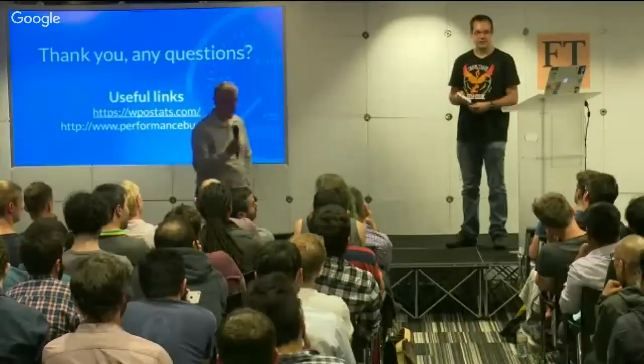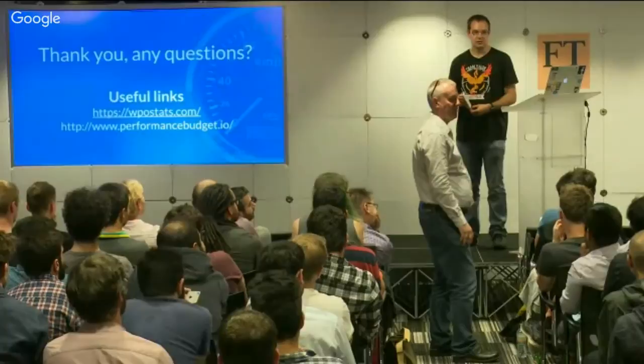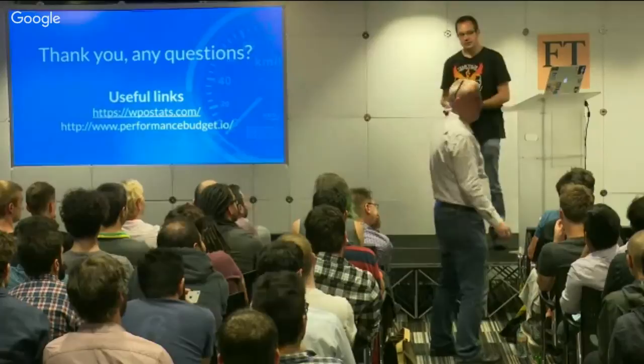Hi, you mentioned the importance of the user goals, for example, Facebook writing a post, or on The Guardian, reading an article. How do you consider that in your performance budget, and how would you document it in relation to the calculations?